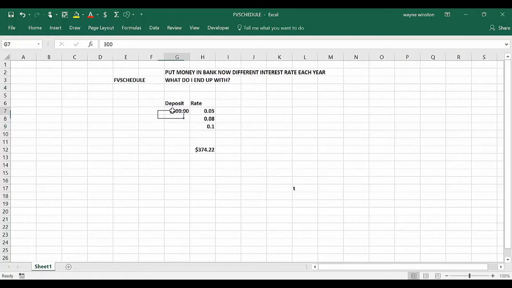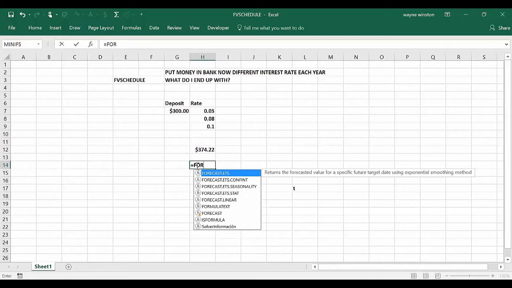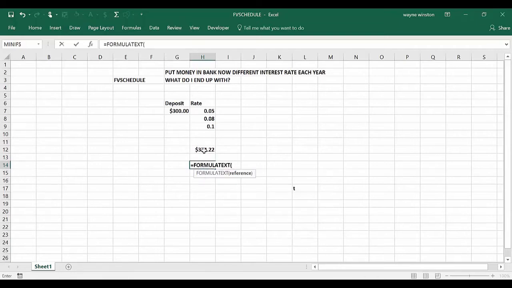So suppose you put in $300 today, and the first year you get 5% a year, the next year 8% a year, and then you get 10% for the next year. Okay, what would you end up with? Well, you would end up with $300 times 1.05 times 1.08 times 1.1, which is that amount of money. So it'd be nice if there was a function that would handle this type of situation, and there is, FVSCHEDULE.